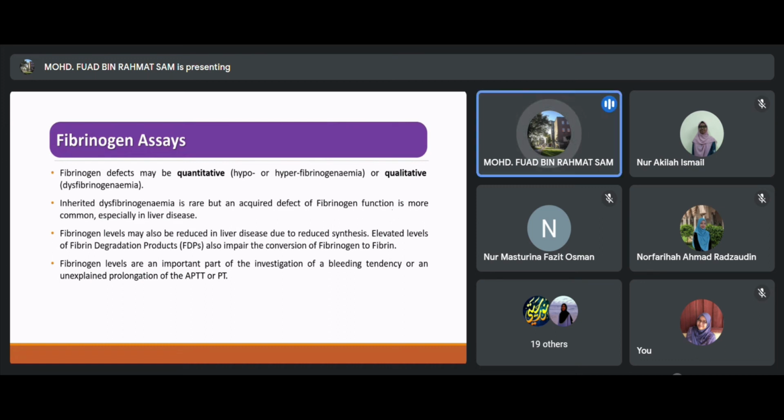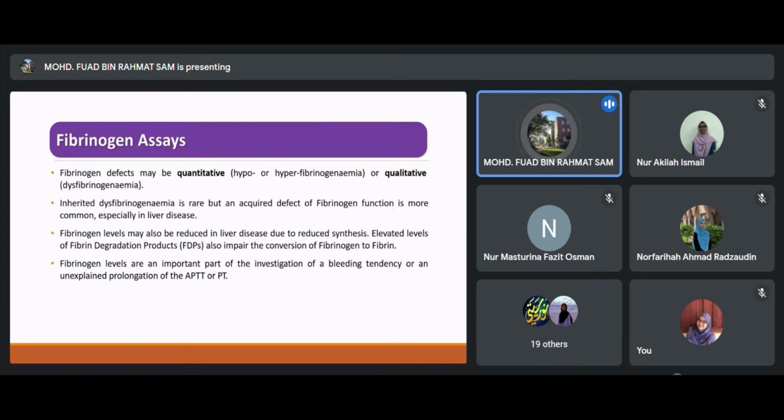So we've learned, discussed about the PT, about APTT, about the TT. Now it is the fibrinogen assays. So fibrinogen defects may be quantitative or qualitative. Kalau quantitative melibatkan bilangan, numbers. Kalau kurang, you can call it as a hypo ataupun hyper fibrinogenemia. Kalau melibatkan dari segi structure daripada function, we call it as a qualitative defect.